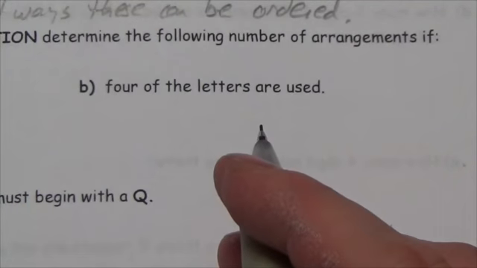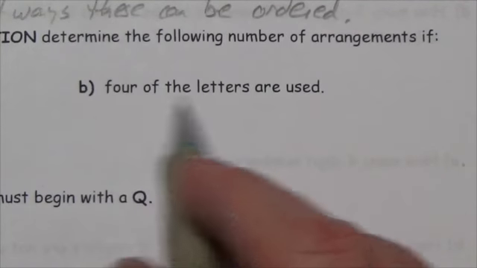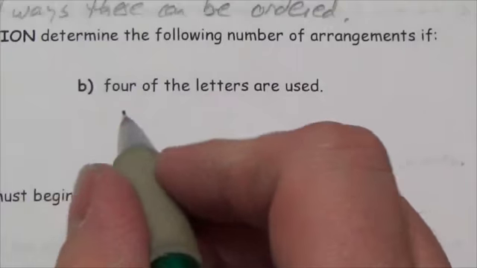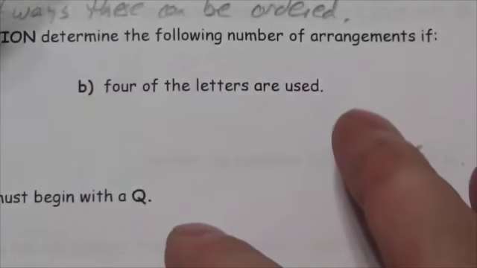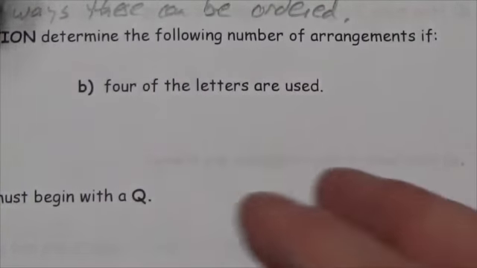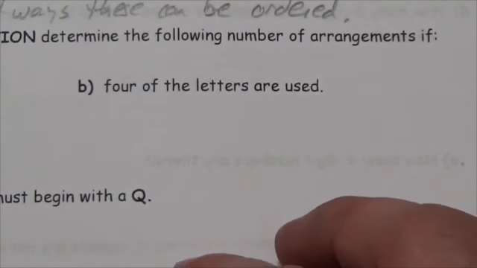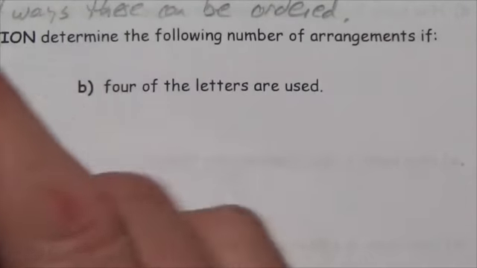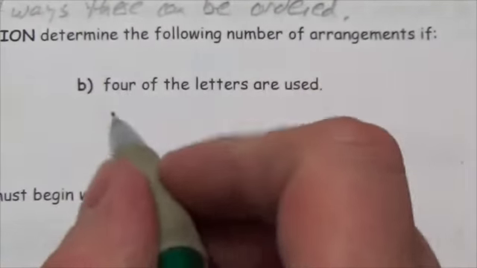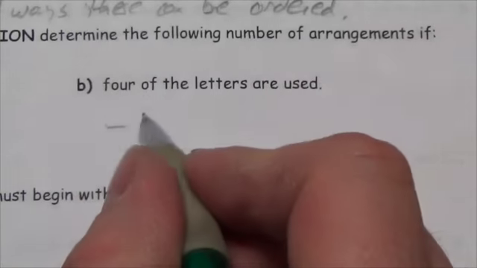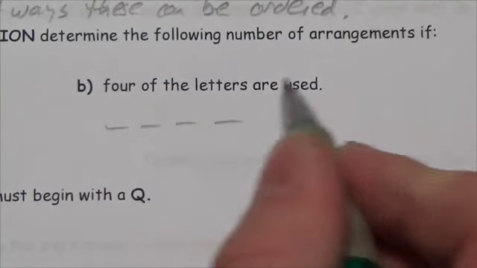4 of the letters are used. So now this question is very similar to the one that we just did, except in this case we're told that we're only going to use 4 of the letters. Now, if you want to think about it in terms of our fundamental counting principle, dealing with different tasks, that means we've only got 4 tasks to accomplish here. There's the first letter, and the second, third, and fourth.